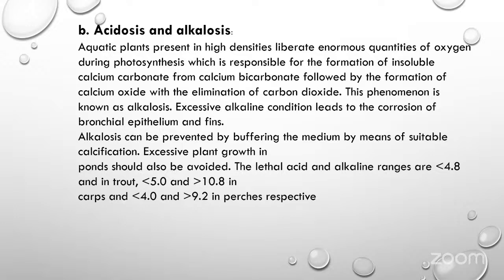Acidosis and alkalosis. What happens? What is acidosis? Aquatic plants present in high densities liberate enormous quantities of oxygen during photosynthesis, which is responsible for the formation of insoluble calcium carbonate from calcium bicarbonate, followed by the formation of calcium oxide with the elimination of carbon dioxide. So this phenomenon is known as alkalosis. So what is alkalosis? Excessive production of carbon dioxide.